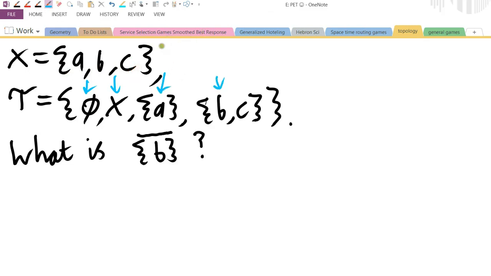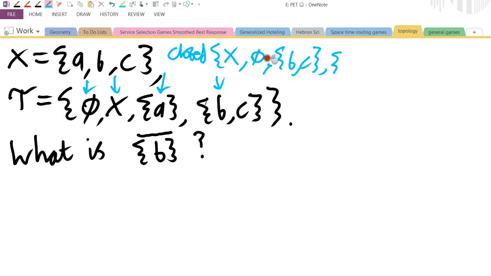And the closed sets, so let's just write them up here. The complement of the empty set is X. The complement of X is the empty set. The complement of A is BC. And the complement of BC is A. So interestingly, the set of open sets is absolutely equal to the set of closed sets. So it makes things a bit easier.